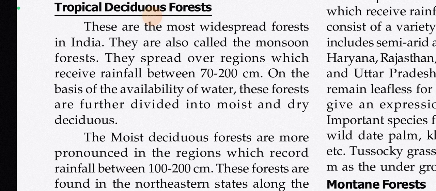Second, tropical deciduous forests. These are the most widespread forests in India. They are also called the monsoon forests. They spread over regions which receive rainfall between 70 to 200 cm. On the basis of the availability of water, these forests are further divided into moist and dry deciduous.